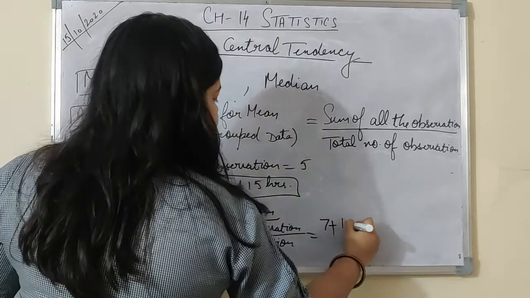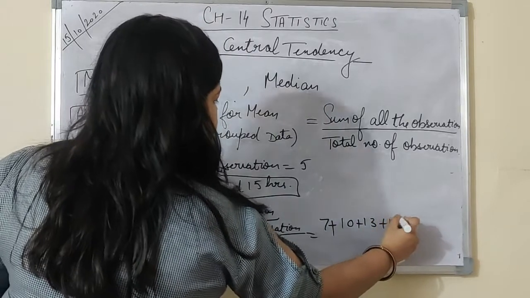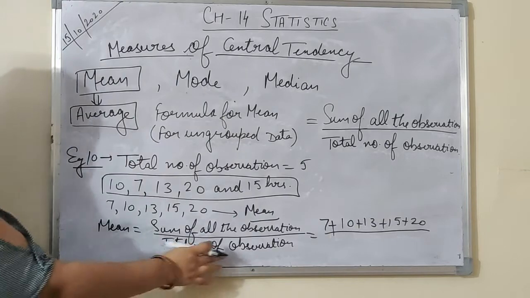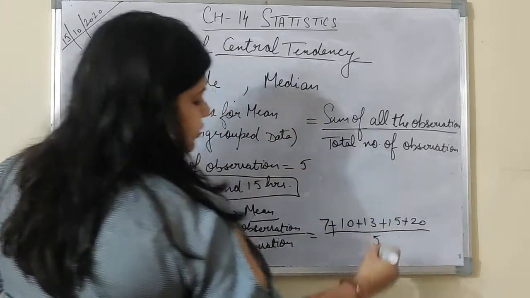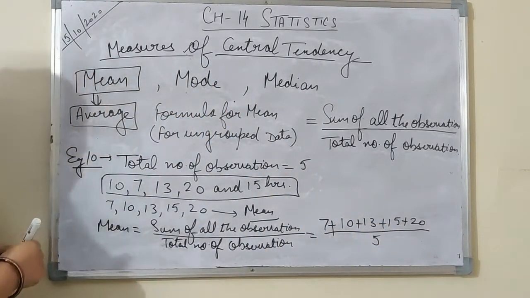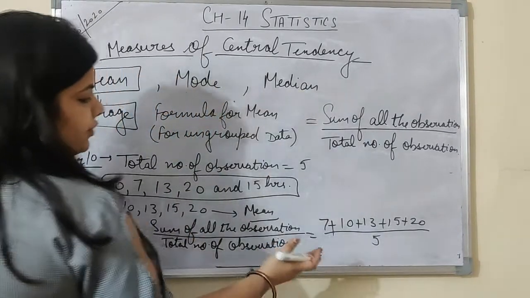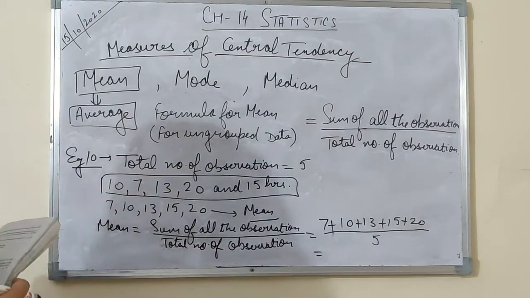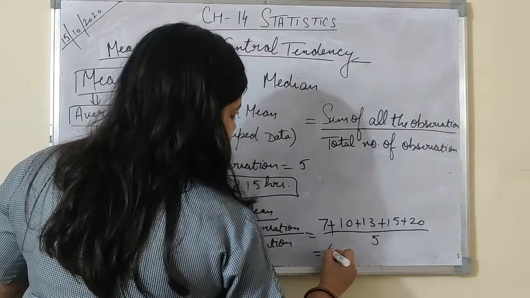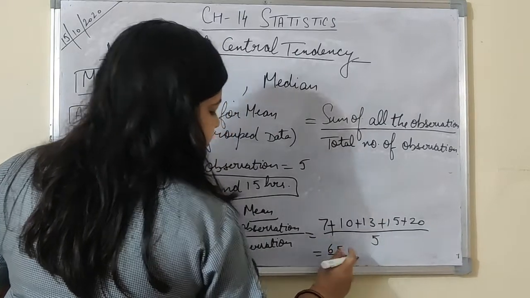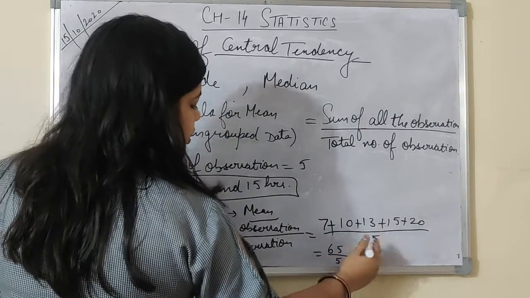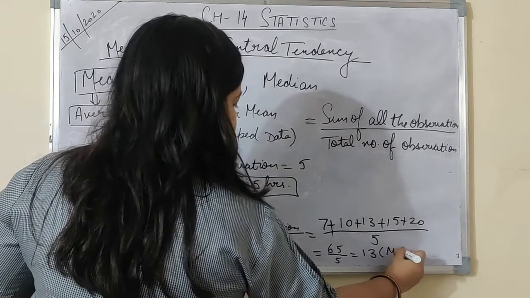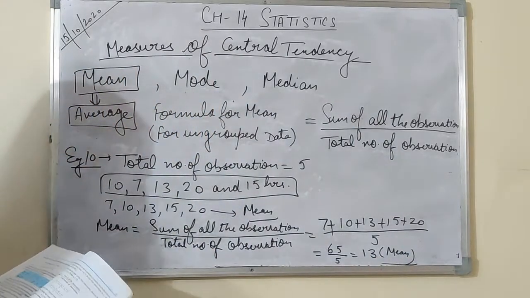So I am writing here 7 plus 10 plus 13 plus 15 plus 20 divided by. Here you can find that the total number of observations is 5. So I think from here you will be able to find the answer. If you add 7, 10, 13, 20 and 15, what will you get? You will get 65. That is 65 divided by 5, so the answer will be 13. This is the mean.